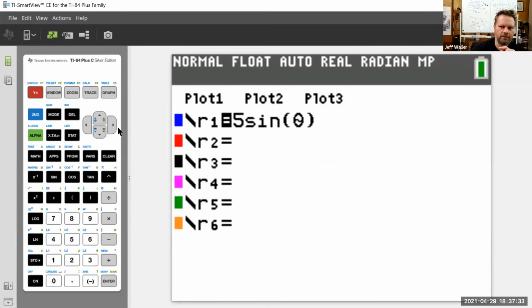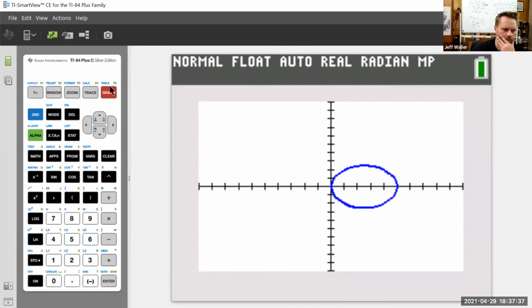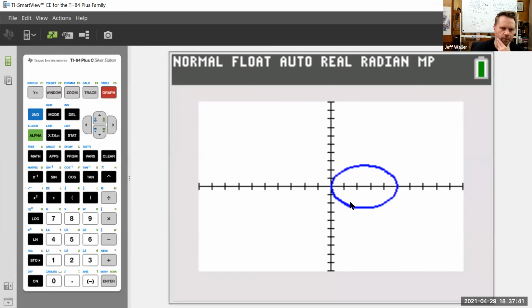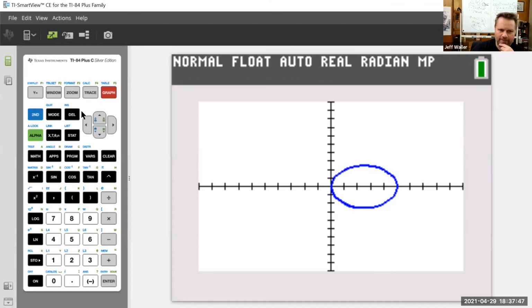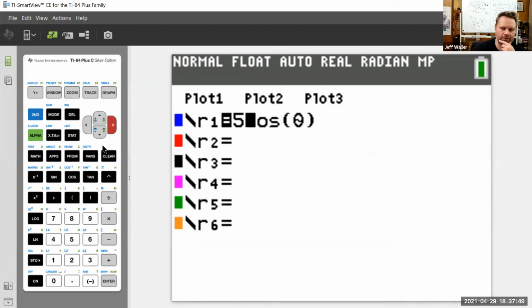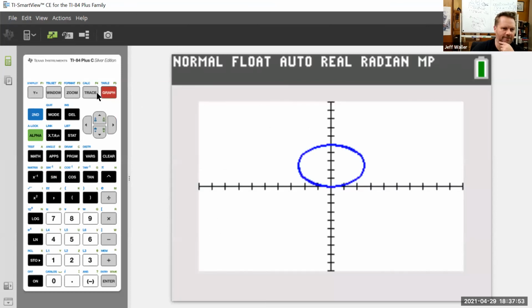What if I put cosine in instead? What happened? Now it's a circle that basically opens around what axis? The x-axis. And when it was sine, it was a circle that opened around the y-axis.